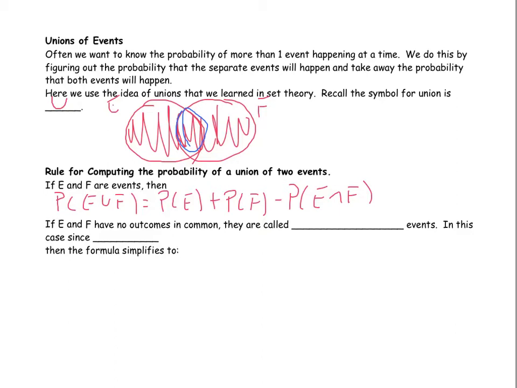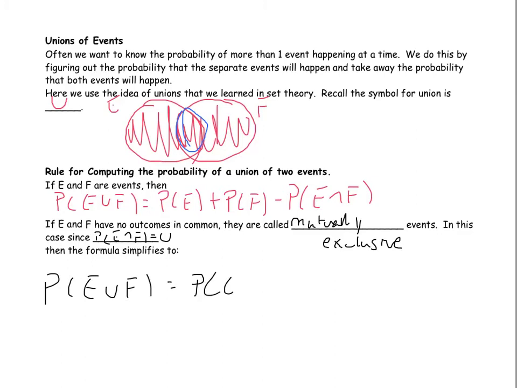And if E and F have no outcomes in common, they are called mutually exclusive. Mutually exclusive events. And in this case, since E intersect F would be empty, the probability of E intersect F would be 0, then the formula would just simplify down to the probability of E union F equals the probability of E plus the probability of F. There's really no reason to memorize two separate equations here. It's just that if they have nothing in common, then you subtract nothing.